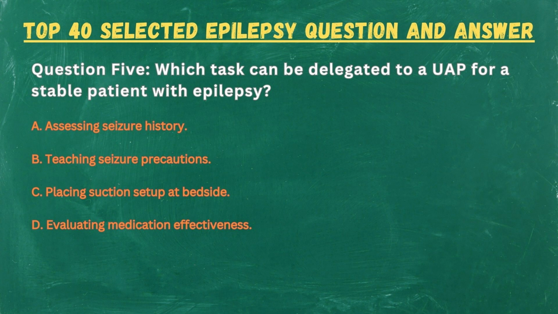Answer. A. Instruct the UAP to stop immediately. Question 5. Which task can be delegated to a UAP for a stable patient with epilepsy? A. Assessing seizure history. B. Teaching seizure precautions. C. Placing suction setup at bedside. D. Evaluating medication effectiveness.